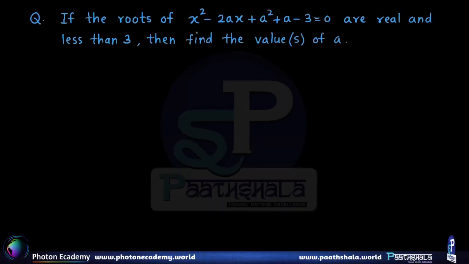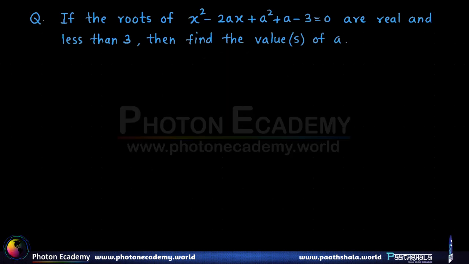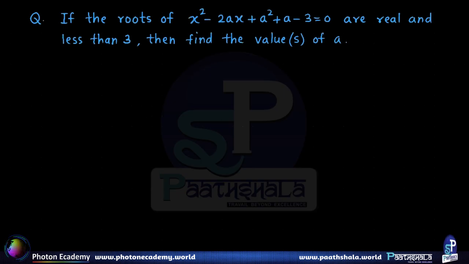Now let us solve the questions based on location of roots. So here is the first question. If the roots of x square minus 2ax plus a square plus a minus 3 equal to 0 are real and less than 3, then find the values of a. So here we have to find all the possible values of a which have the two roots of this equation to be real and less than the value 3.